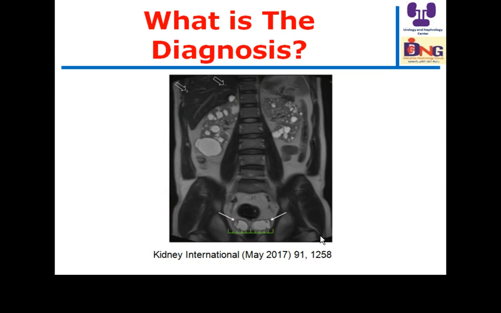What's this? This is a coronal MRI showing the presence of polycystic kidney and some cysts in the liver. So this is a case of autosomal dominant polycystic kidney disease. This is a man who had a child and failed to have a second child, so the man is suffering from secondary infertility. The question: why?